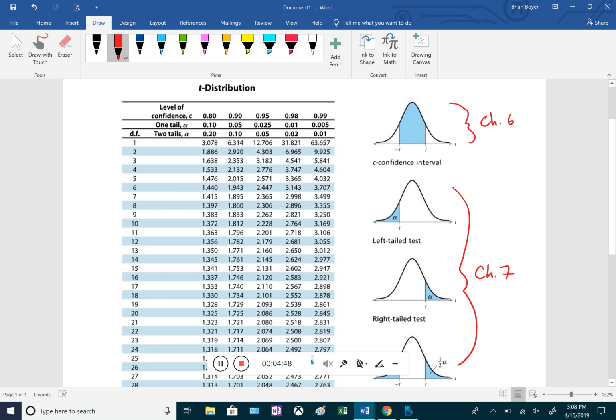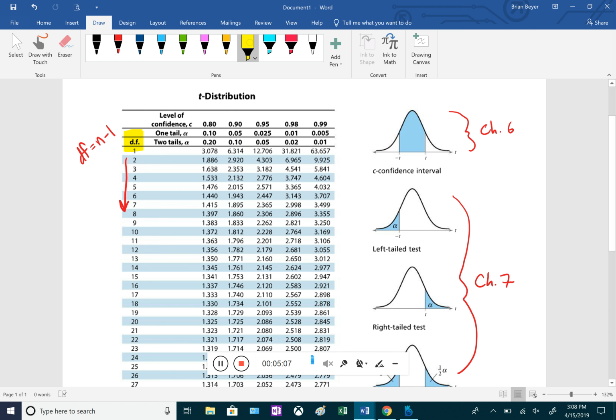So taking a look in this t-table, we have degrees of freedom. All of these numbers down here on the left represent the degrees of freedom. So degrees of freedom, we have to remember, equals the sample size minus 1. And then we also have this level of confidence up here, which is the C value, which is given to us. So we have 80%, we have 90%, 95, 98, and 99%. That's also chapter 6 stuff. And then the stuff below it is chapter 7 stuff.